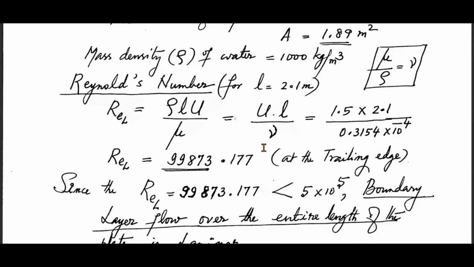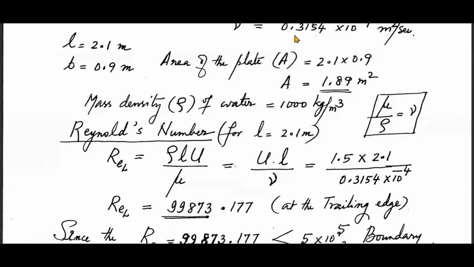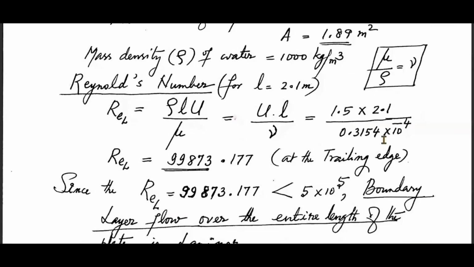Remember, kinematic viscosity must be in SI unit, that is in meter square per second. It is 0.3154 into 10 raised to minus 4 meter square per second, a small value. So 1.5 is the velocity in meter per second, multiplied by the length of the plate. The front end facing the flow is called the leading edge and the back end is the trailing edge, so all the way from the front end to the back end, the total length. At that position, you are finding the Reynolds number.